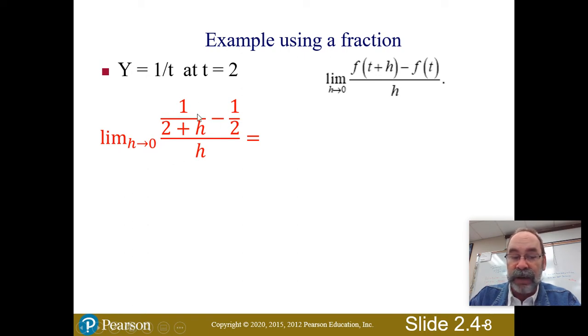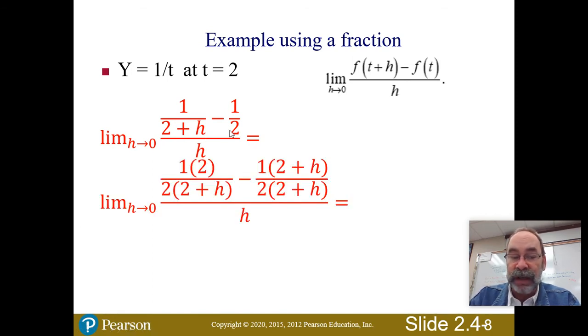So we got a nice fraction up here. Now we can't say, oops, we can't do it because we're dividing by 0. Let's see if we can do some math so we can actually do the math and not divide by 0. So let's find the common denominator. What's common between 2 plus h and 2? Well, 2 and 2 plus h. So I'm going to take this first fraction and multiply it by 2. I'm going to take this second fraction and multiply it by the 2 plus h.